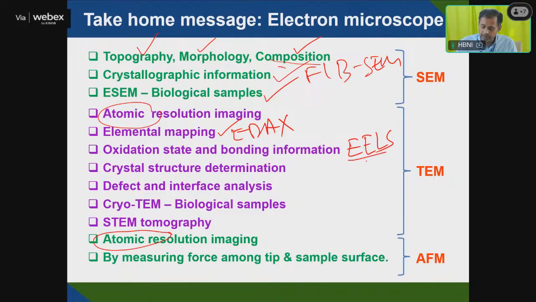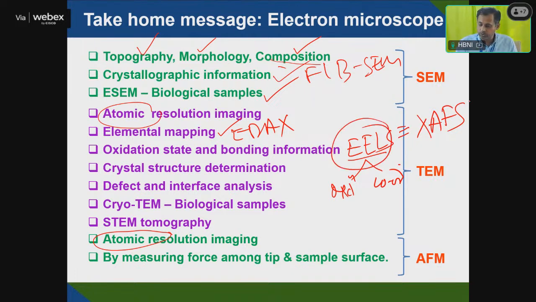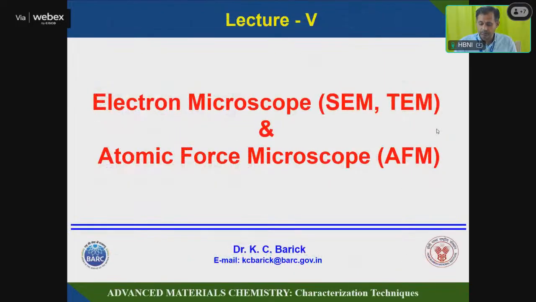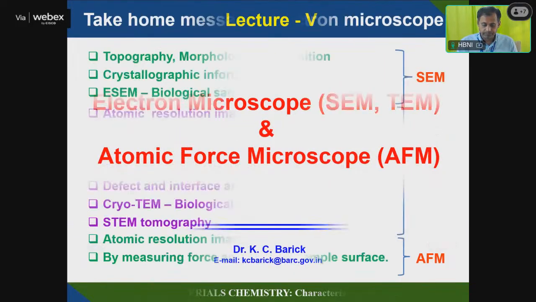In energy loss spectroscopy, you have two parts: one is the near edge, another is the extended edge. From there, you get oxidation state and coordination number, like X-ray absorption fine structure spectroscopy. It is equivalent to that of EXAFS, and yes, almost the same, except that here an electron beam is used, whereas in that case X-ray is used.